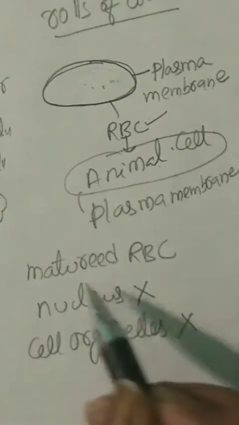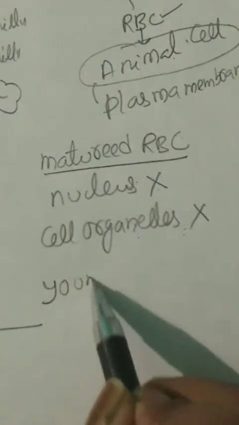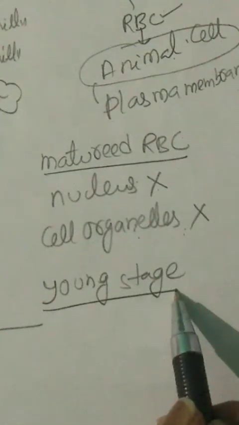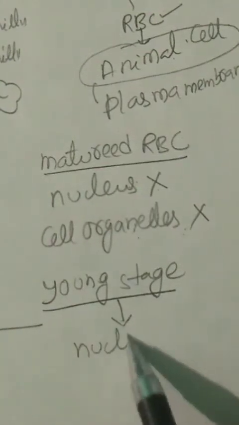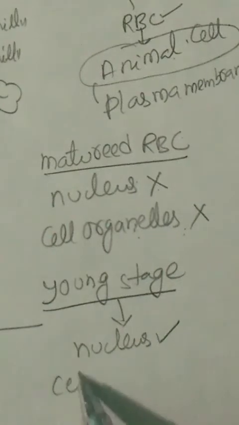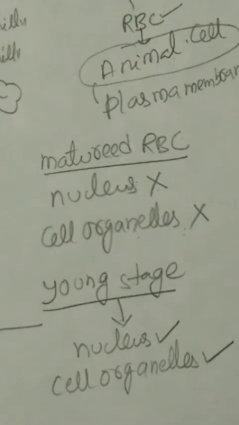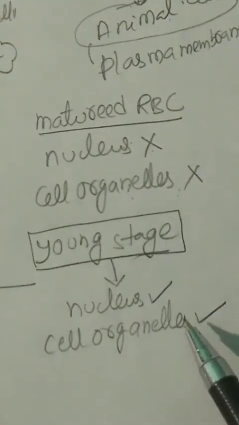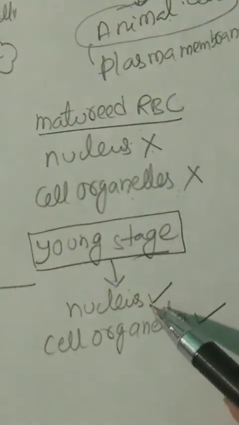Now the question is, do the RBCs have a nucleus and other cell organelles in the young stage, when they are not matured? Yes, the answer is yes. In the young stage, the RBC will have a nucleus and also cell organelles. Then my question is, what happens to this nucleus and other cell organelles during the maturation of RBC?